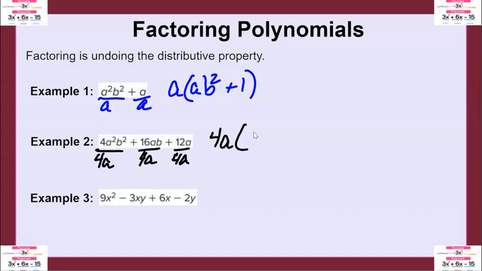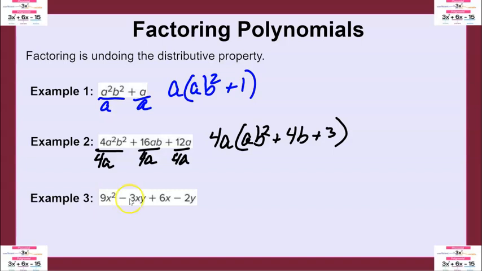So 4a squared b squared divided by 4a is going to be a b squared. 16ab divided by 4a is a positive 4b. And 12a divided by 4a is a positive 3. Again, if I want to check it, I can just distribute the 4a to see if I get 4a squared b squared plus 16ab plus 12a. Which, if I did 4a times ab squared, I get 4a squared b squared. 4a times 4b is 16ab, and 4a times 3 is 12a.